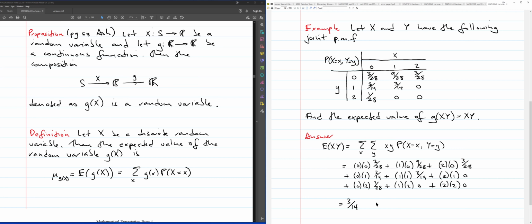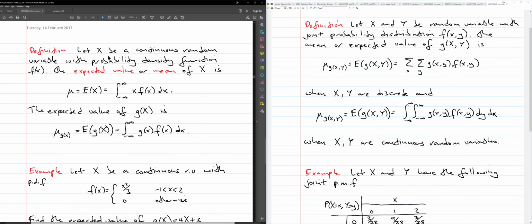Matter of fact, this is fairly simple to work out because the only non-zero term is when you have a 1 over here and a 1 over here, and you have 1 times 1, which is 3 on 14, right? So overall your answer for the expected value of XY is 3 on 14.